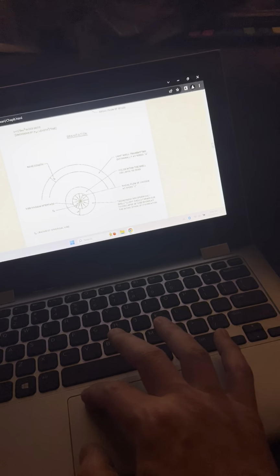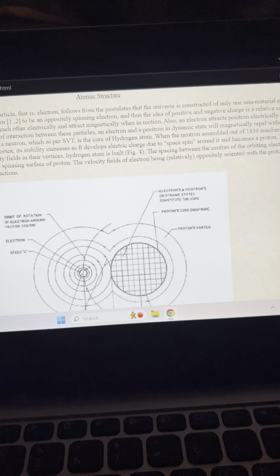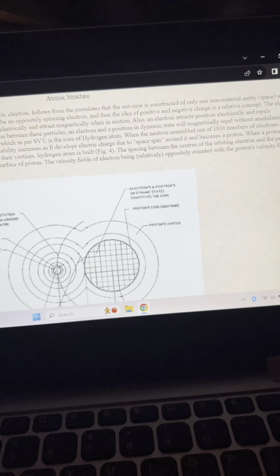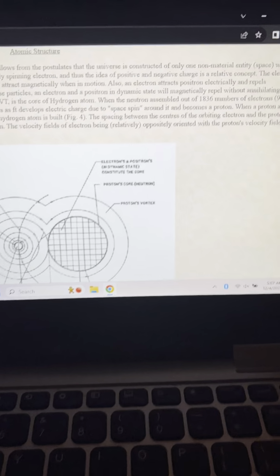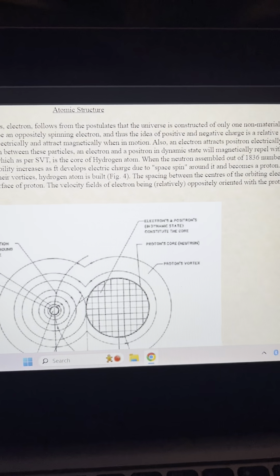In space vortex theory, the existence of only one fundamental particle, that is, the electron, follows from the postulates that the universe is constructed of only one non-material entity, space, with the limiting speed of its flow, c. I think that means the speed of light. The positron is shown, 1, 2, to be an oppositely spinning electron. Isn't that interesting? I had forgotten that. I had read that before.